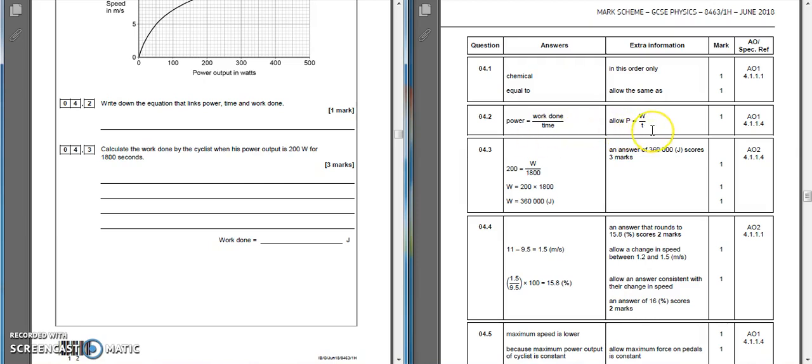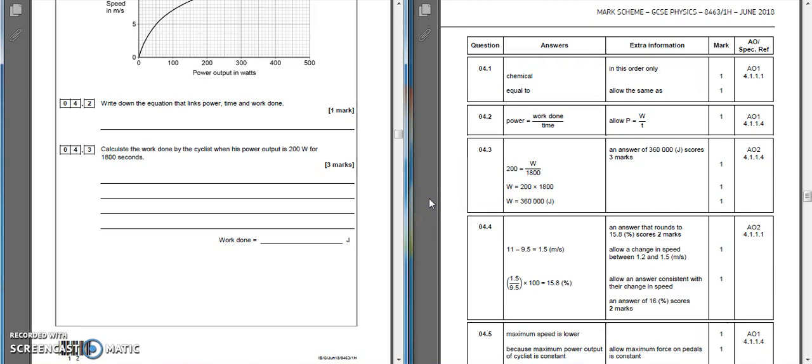If you're going to use the letters, make sure that they're the correct letters for the same thing that we'd write in our book or from the answer sheet. In this case, it's quite sensible: P for power, W for work, and T for time. But I'd suggest that you write the words just so that you don't get anything wrong with some weird or shortened letters. For the calculation, it's just a case of using that formula.